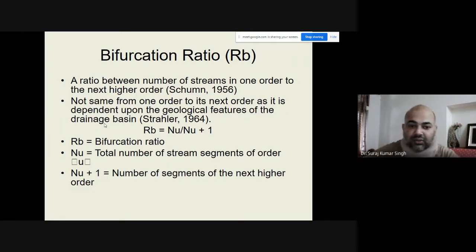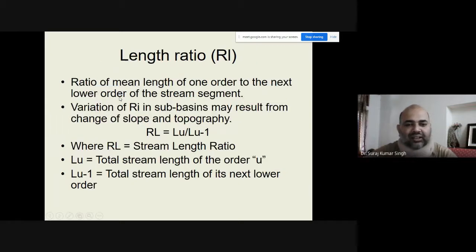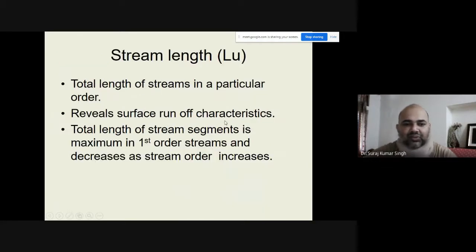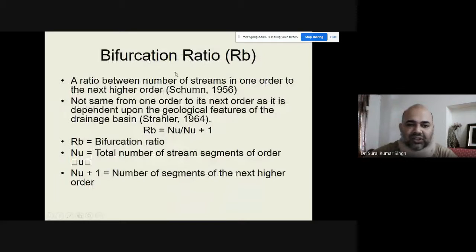Okay. Now next is the bifurcation ratio. It will be clearer in concept when we do some exercises related to drainage morphometric analysis. So how is this bifurcation ratio calculated? This is the ratio between the number of streams in one order to the next higher order. So like we have already done, we will be dividing 7 by 5, 5 by 1. This is the meaning of bifurcation ratio. Means the ratio between the number of streams in one order to the next higher order.